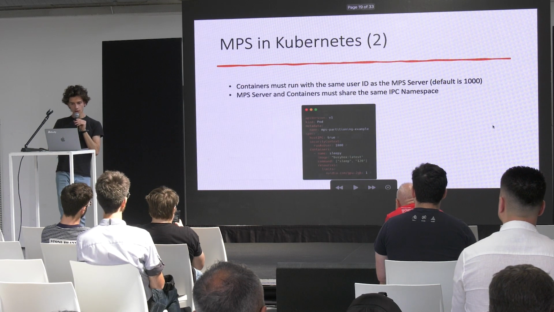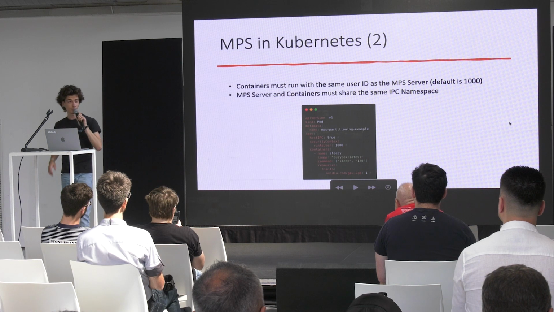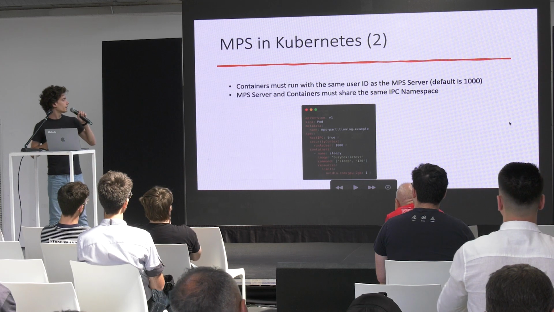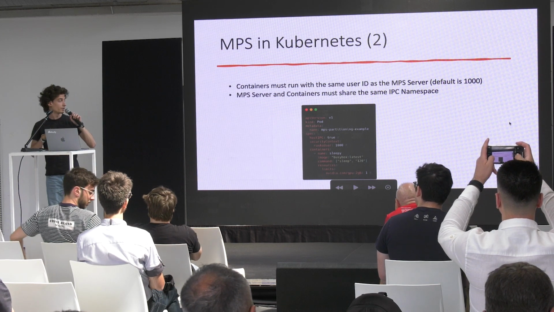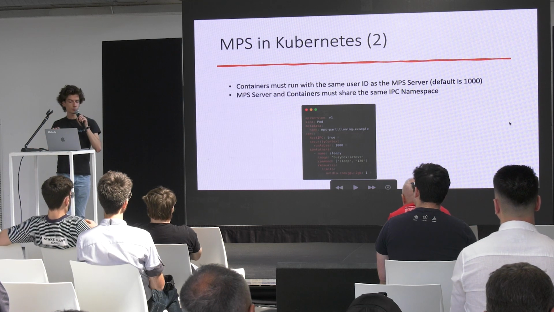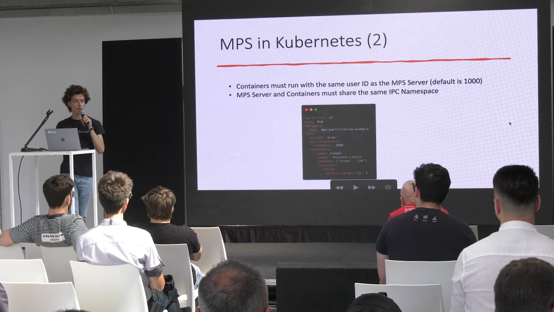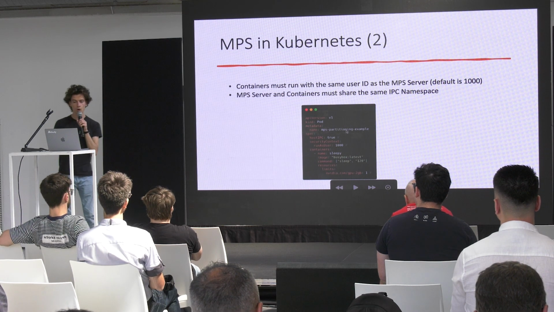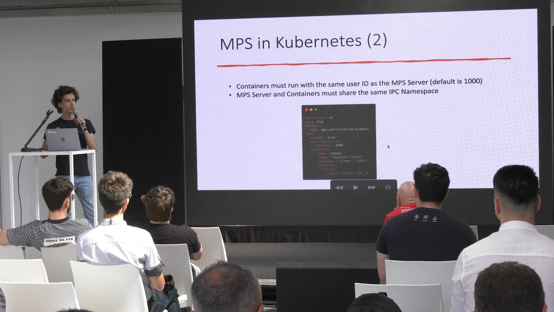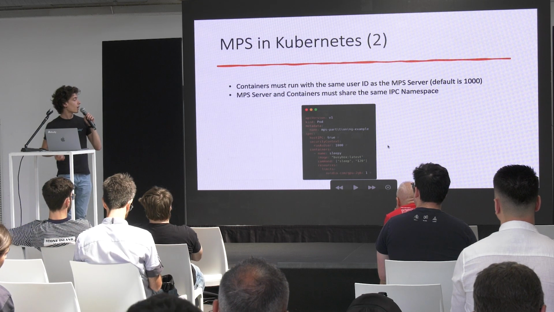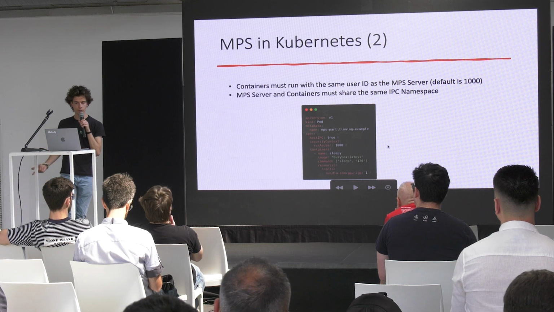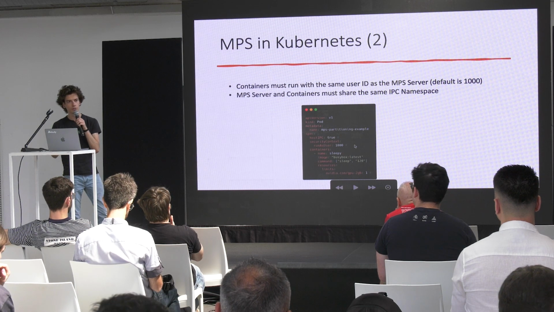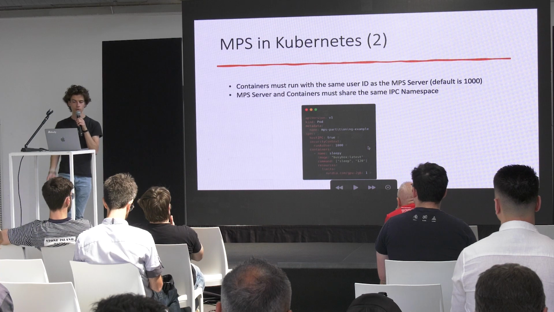Here we can see that MPS is not totally transparent because we have two constraints. First of all, we need to run the containers in the host IPC namespace, because MPS servers and clients communicate with inter-process communication, so they need to be run in the same IPC namespace. So we need to specify hostIPC to true. And also, MPS requires that the clients run with the same user ID as the MPS server, which is 1000 by default. So we also need to specify runAsUser 1000 for our containers if we want them to connect to the MPS server.